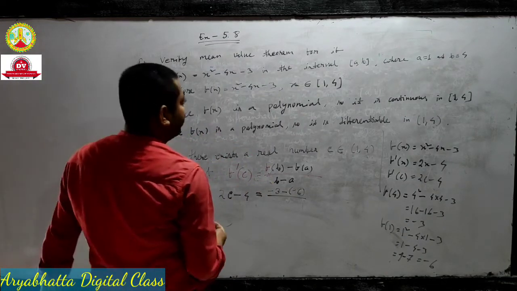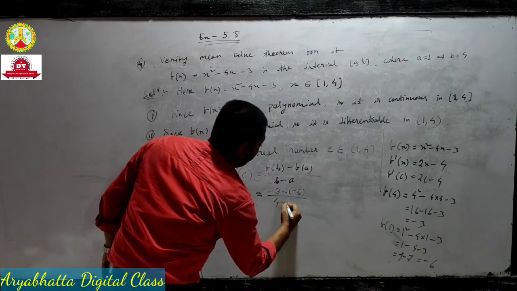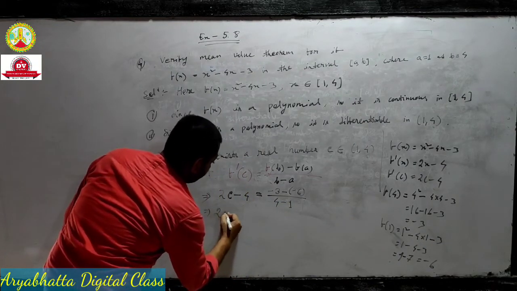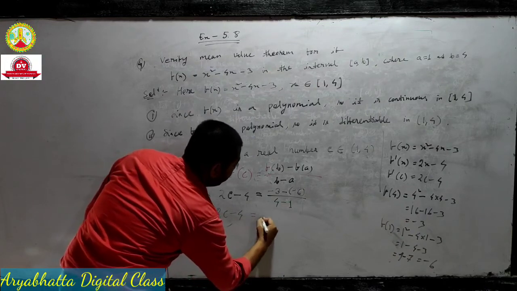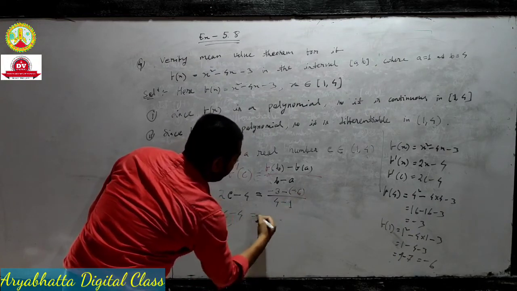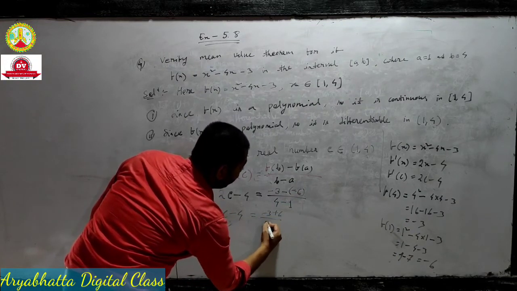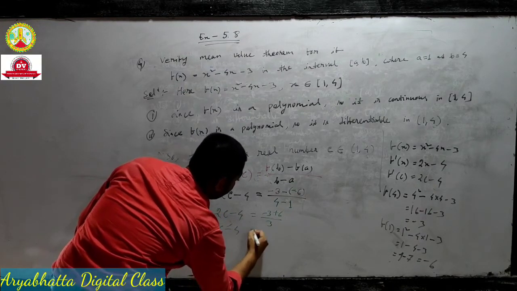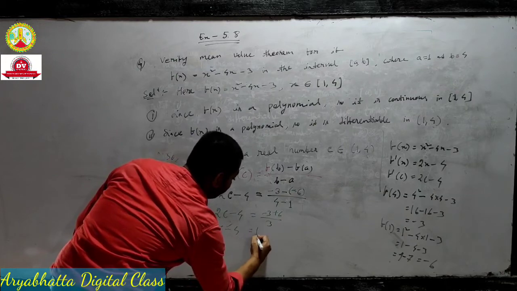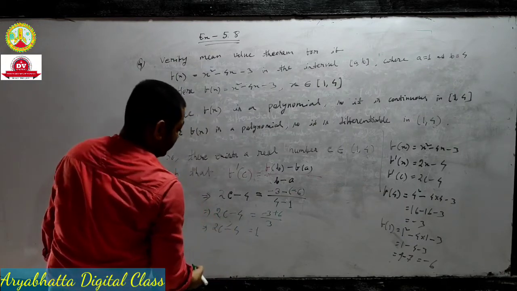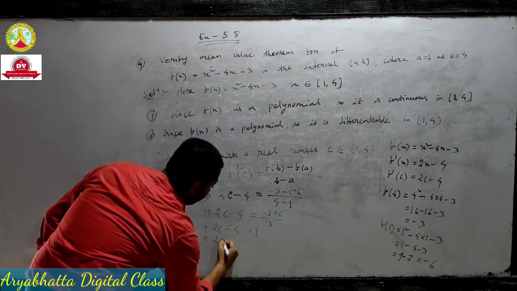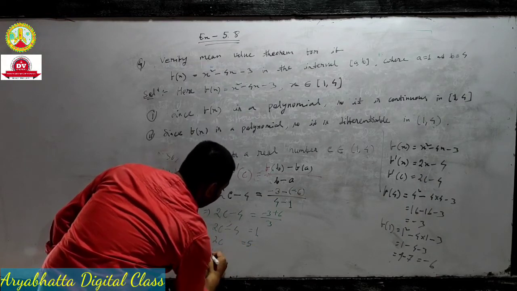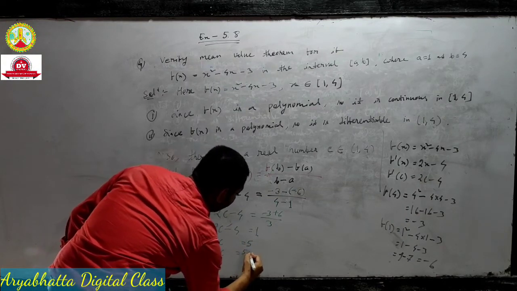Next, b minus a is 4 minus 1. This implies 2c minus 4 is equal to minus 3 plus 6 divided by 3, which is 3 by 3, equal to 1. So 2c is equal to 1 plus 4, that is equal to 5. Therefore, c is equal to 5 by 2.